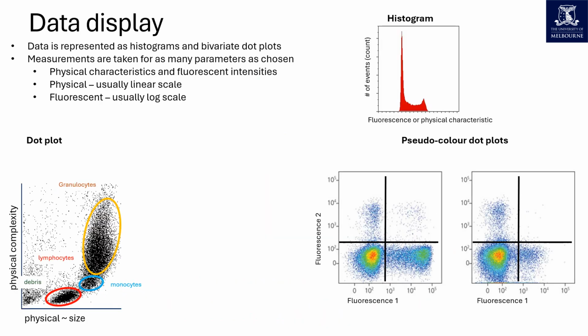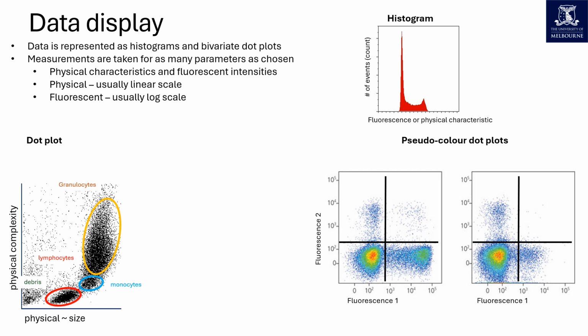Data is represented in the form of histograms and bivariate plots. Histograms, shown in the top right corner, provide information about the number of events of one physical or fluorescent measurement of the particles. Bivariate plots, in the bottom row, provide information about two measurements of the particles on the x and y axes. For all measurements, the further along the axis a point is, going to the right or heading up, the more fluorescent, larger in size or higher in complexity a particle is.